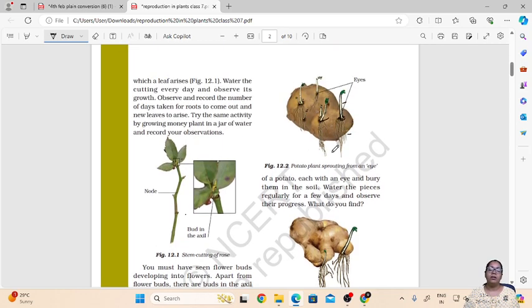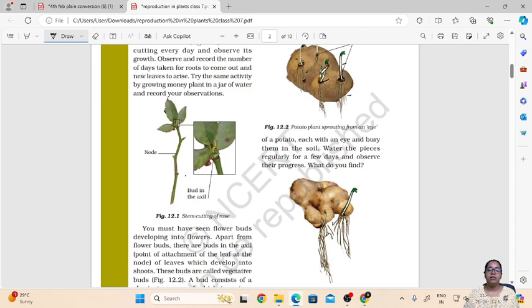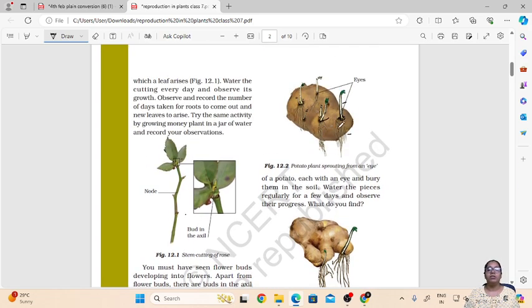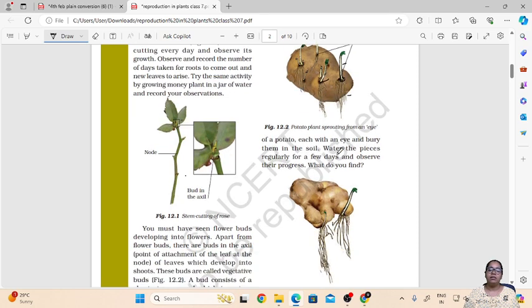Similarly, bud formation can give rise to new plants in ginger and turmeric also. So formation of buds happens in potato, ginger and turmeric. So these are the three examples of how bud formation helps in formation of a new plant: potato, turmeric and ginger.